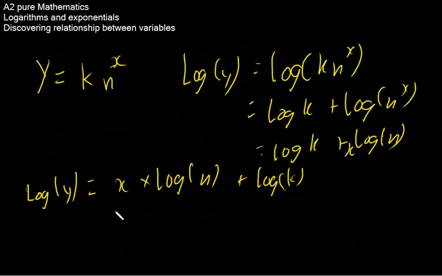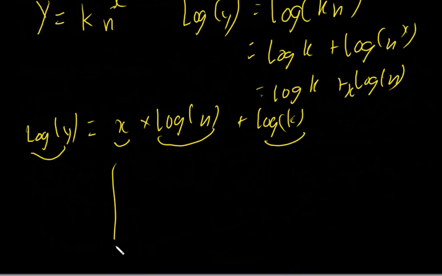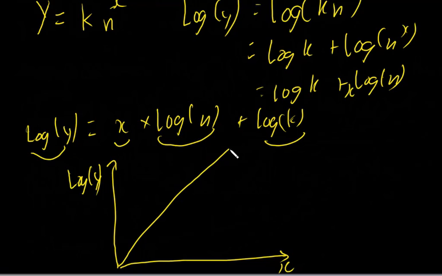Funnily, this is also a linear equation. We have x as a variable, and the log of y is also a variable, and these two are constants. As we plot the graph, here we have x, not log x, and here we have log of y, and here we have the line. In this case, the gradient is the log of n, but in the last case, the gradient is n.